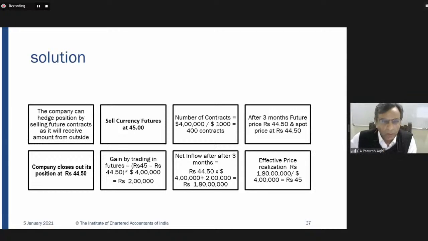The effective price realization is then 1 crore 80 lakhs divided by 4 lakhs, so it is 45 rupees. Since he sold his currency futures at 45, that becomes the hedging rate. Whatever happens, whether the currency appreciates or depreciates, he is going to get 45. He is fixing his remittance and will receive the money only at 45 rupees. So this is the answer to this question.